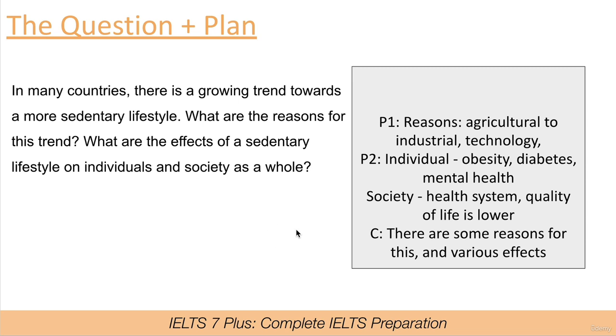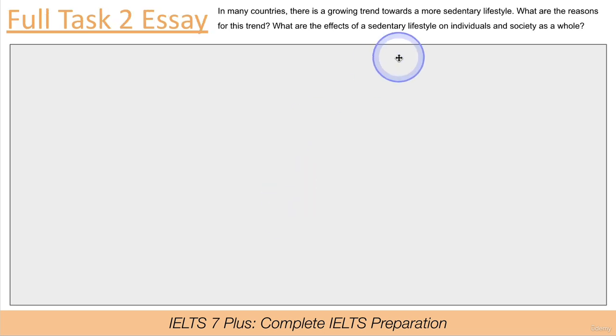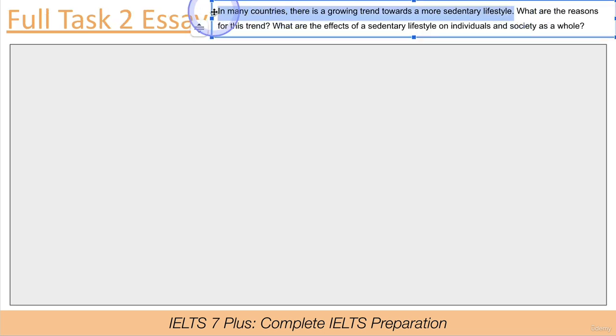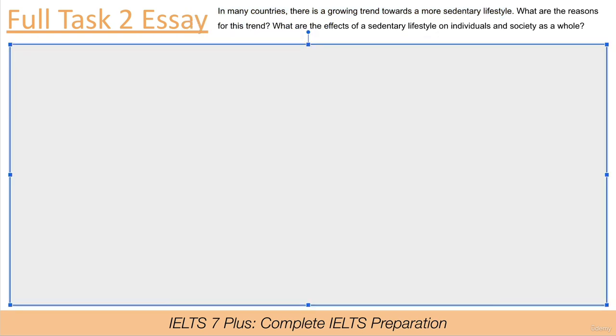All right, so we've got our 2 paragraphs and we've thought about what we'll put in the conclusion. Quite a straightforward question, this one. So we're just going to start by paraphrasing this first sentence here. In many countries, there is a growing trend towards a more sedentary lifestyle. You could say globally, there is an increase in the inactivity levels of people in society. Quite short, to the point, this one.